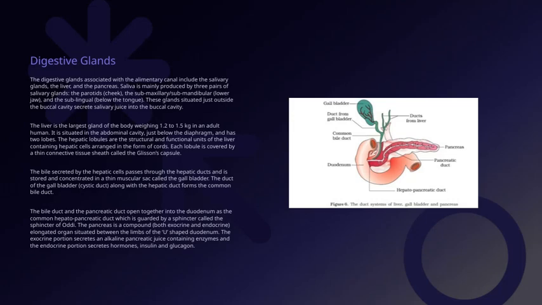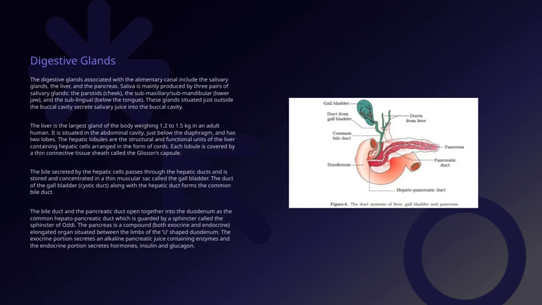The bile duct and the pancreatic duct open together into the duodenum as a single structure called the common hepatopancreatic duct. This duct is protected by a sphincter known as the sphincter of Oddi, which regulates the flow of bile and pancreatic juices into the intestine.